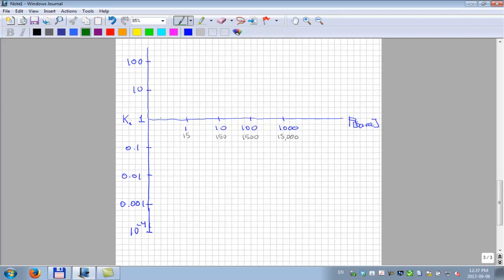1, 2, 3, 4, 5. Okay, it's going to be something like this. And that's going to be CN, where basically N is greater than about 3 or 4. They'll all look like this. All of the components will look like that.